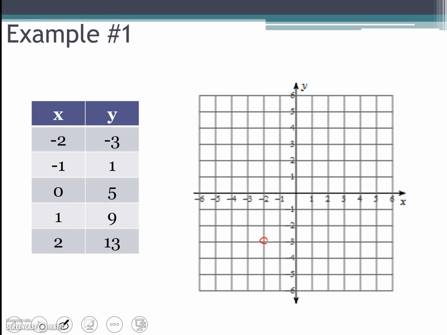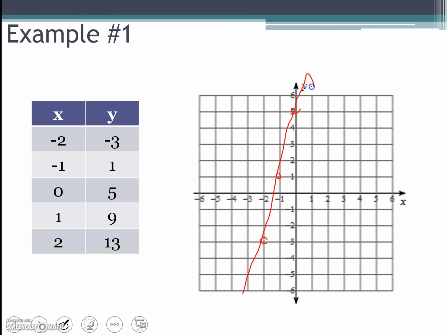Then I'm going to move on to my next point, which is -1, 1. So that means I'm going to the left 1 from the origin and up 1, and I'm going to create my second point. Then I'm going to go to my next value, and I have 0, 5. So I don't go left or right on my x-axis, but I'm going to count up on the y-axis 5. So I have 3 points. If you can see, 1, 9, and 2, 13 will not be able to be graphed on the specific coordinate plane. So I'm going to go ahead and connect the points.